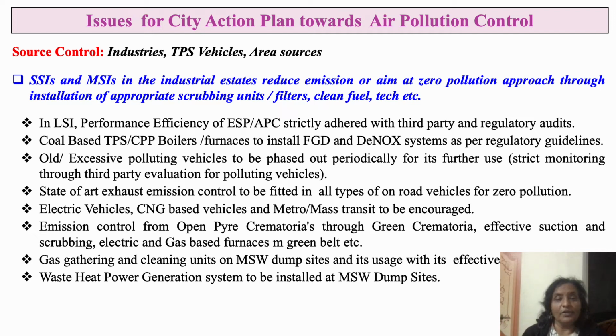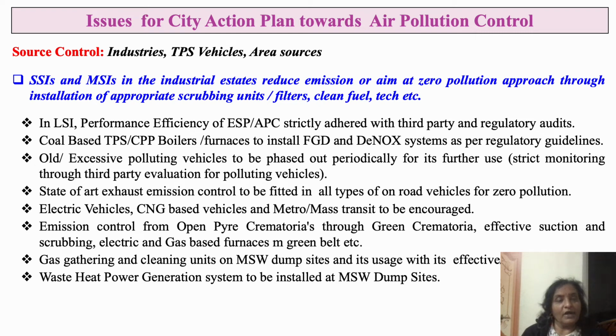So the pollution control board is responsible for this. For large scale industry also, the performance efficiency of ESP and APC should be strictly adhered to through regulatory audits. Even the industries should take active participation in this. The coal-based thermal power stations and the CPP boilers, furnaces should install FGD and DeNOx systems as per the regulatory guidelines. The PCB needs to coordinate for this. Old excessively polluting vehicles to be phased out periodically. Here again the state government and the central government as well as the vehicle department need to coordinate.